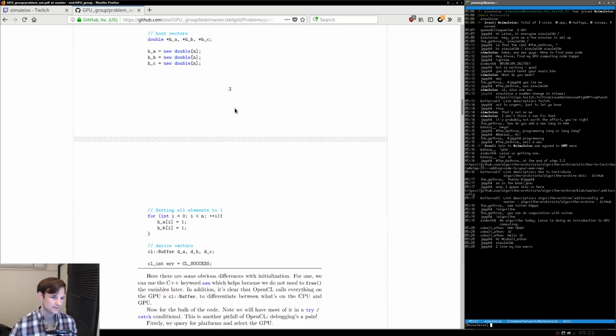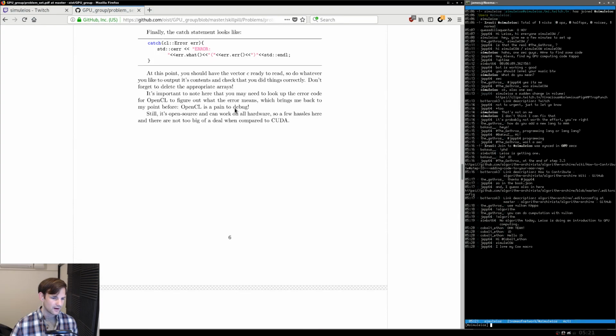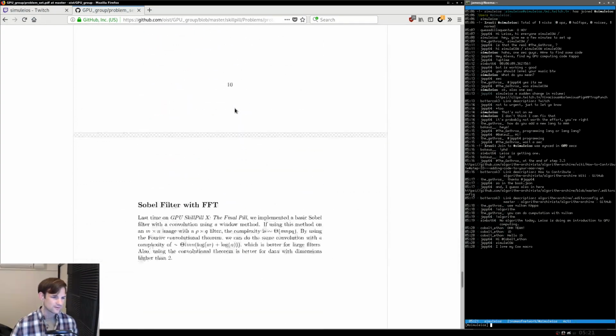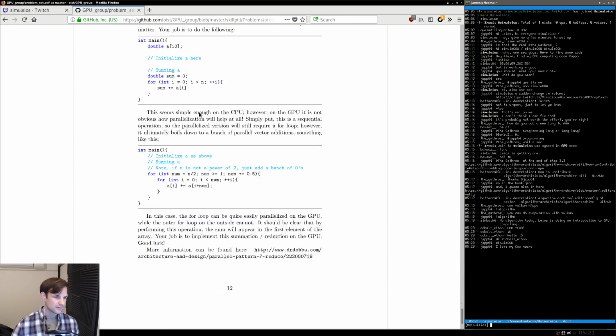The vector addition in OpenCL, there's so much you have to talk about with OpenCL. It took like 4 pages. Matrix transposition, using cuFFT. Sobel filter, I didn't do too much about this one, and parallel reduction.